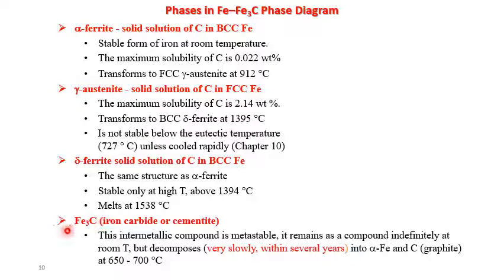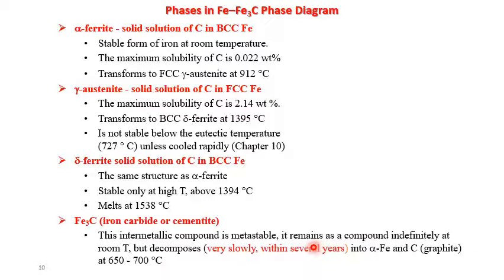So next is Fe3C, that is cementite or iron carbide, which is very hard in nature and metastable, neither stable nor unstable. So if the conditions are favorable, it will readily change its phase. It remains as a compound indefinitely at room temperature, but decomposes very slowly, over several years, to alpha and graphite.